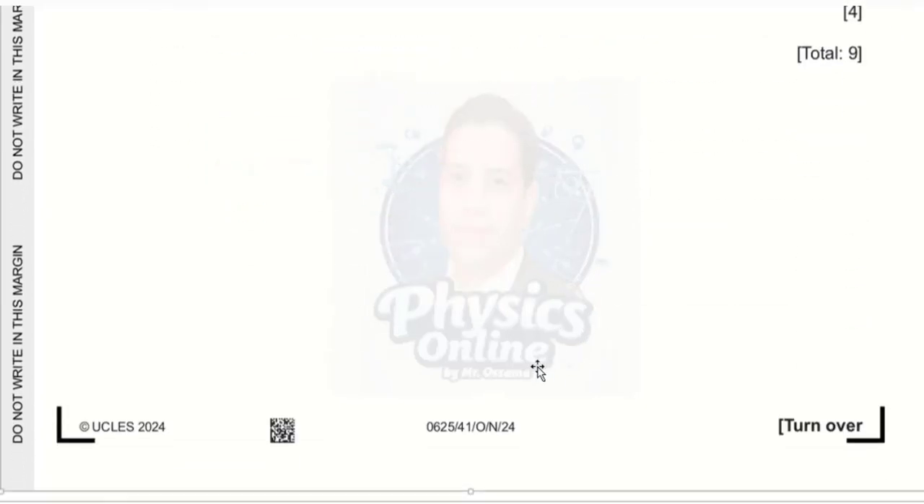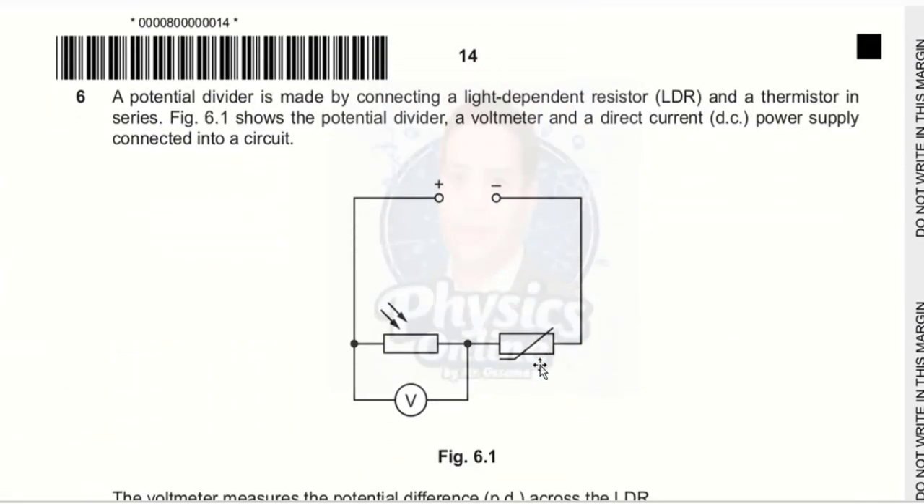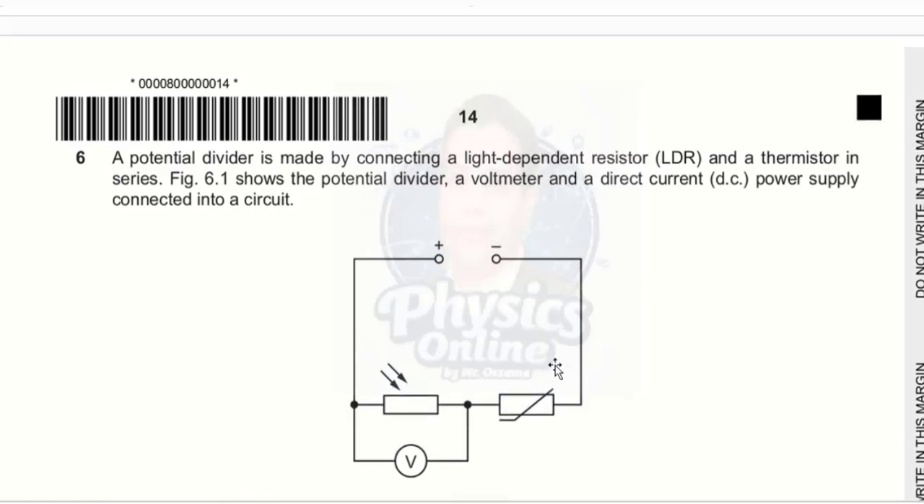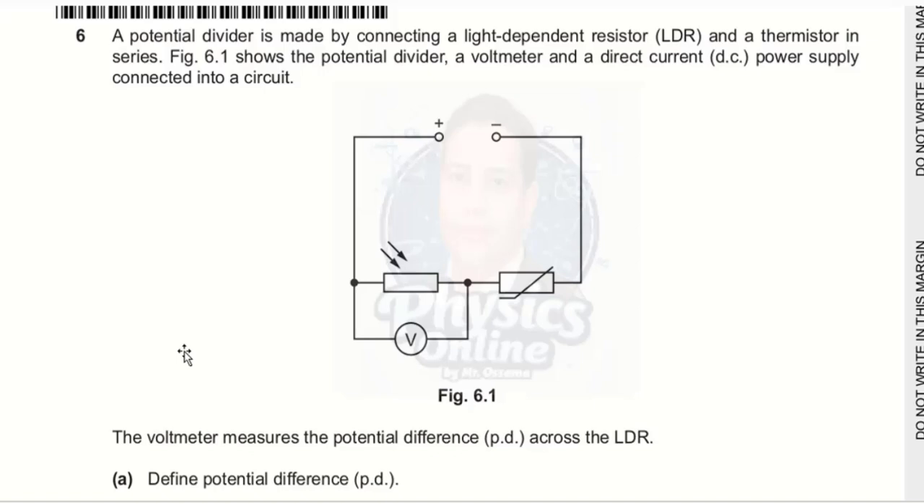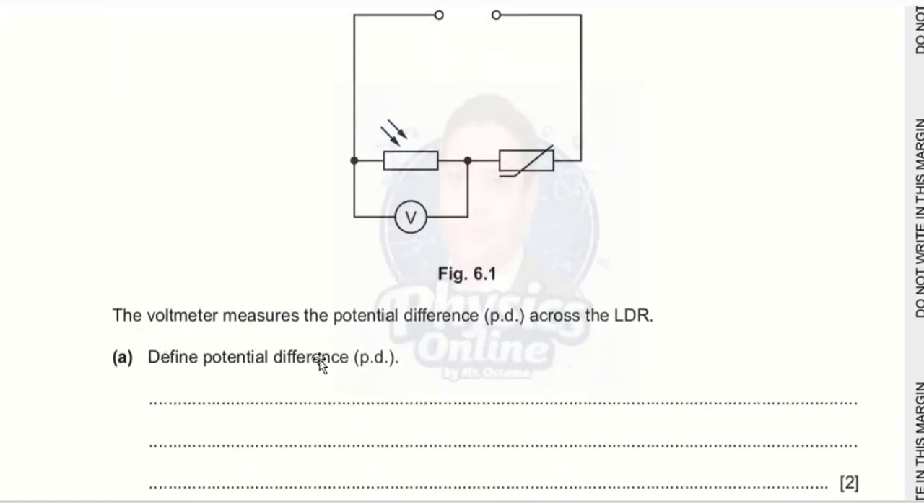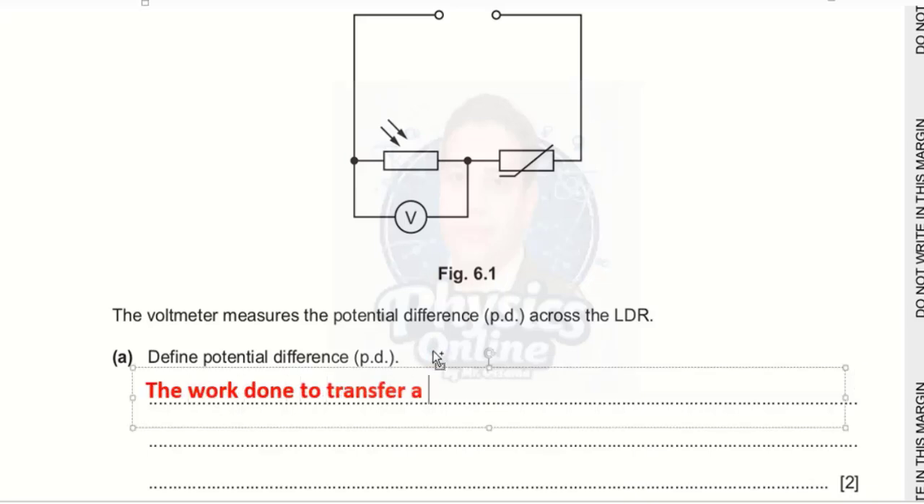The next question, 6. A potential divider is made by connecting a light dependent resistor LDR and a thermistor in series. Figure 6.1 shows the potential divider, the voltmeter, and direct current DC power supply connected into the circuit. The voltmeter measures the potential difference across the LDR. Define the potential difference. Potential difference is the work done to transfer a unit charge between 2 points.